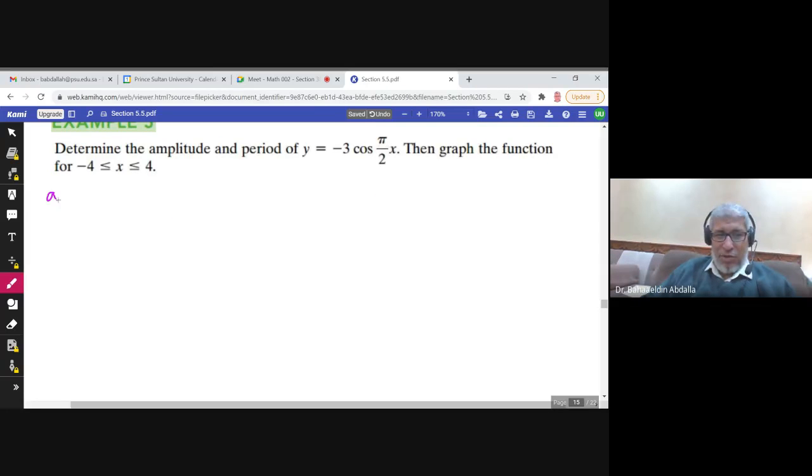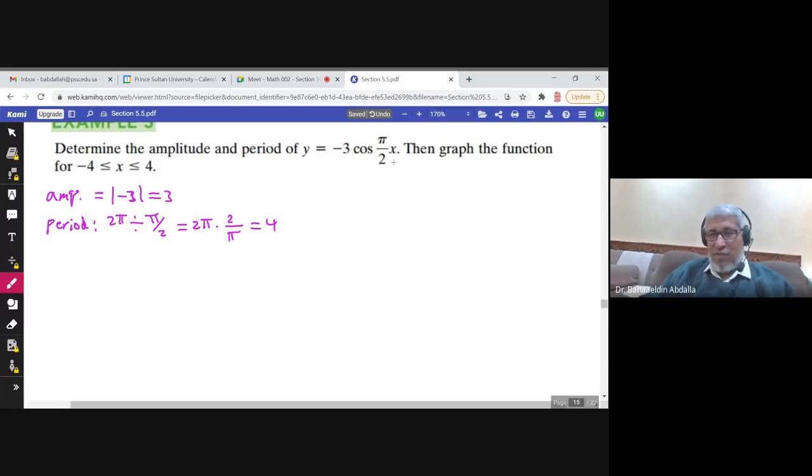Now, what is the amplitude? The amplitude is the absolute value of negative 3, which is 3. The only difference is that we have cosine instead of sine. All the steps are similar. Okay, period. The period is 2 pi over B, and B here is pi over 2. So what is 2 pi over pi over 2? It's 2 pi times 2 over pi. Pi cancels with pi, and the answer is 4. So the period is 4.